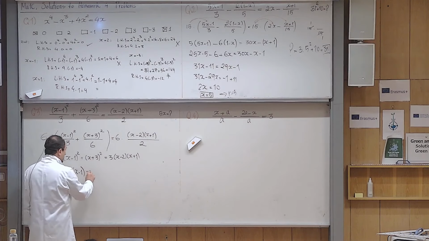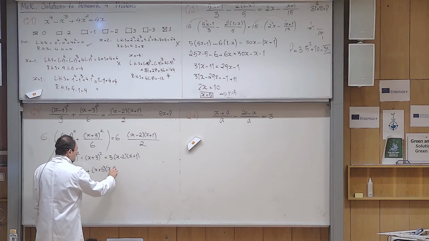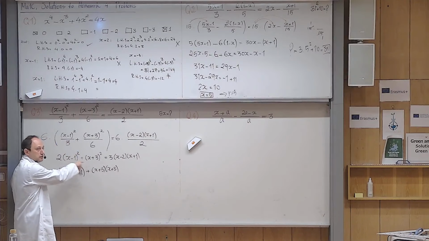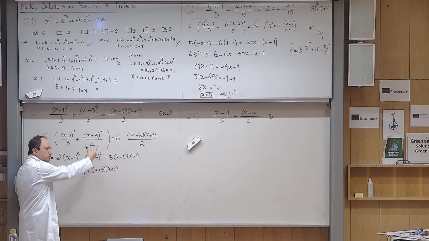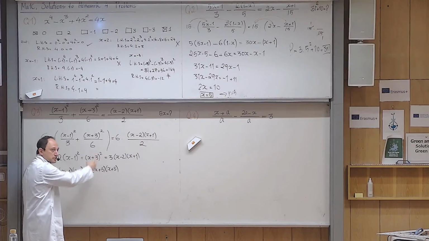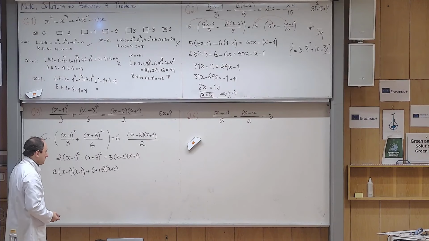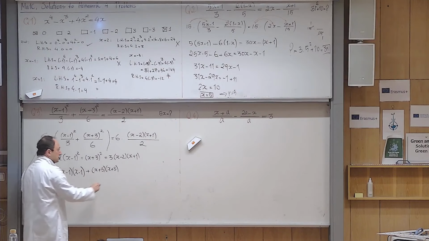And then this one means x plus 3 multiplied by x plus 3. In Ma1c, you will have a formula for this. But the formula is again not x squared plus 9. It is x squared plus 6x plus 9. Okay? We will learn it next semester. But for the time being, you have to do it in that way.